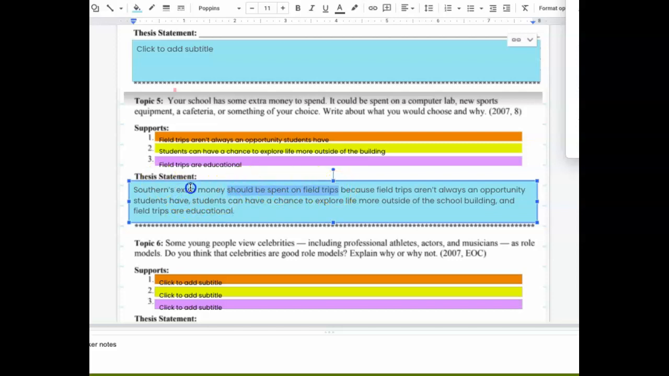So I'm just going to go through and check to make sure I have all the parts. I have my claim. Southern's extra money should be spent on field trips. I'm going to make that green. I have my linking word because. Then I have my first one. Field trips aren't always an opportunity students have. I'll make that orange. Students can have a chance to explore life more outside the school building. I'm going to make that yellow. And our third one, field trips are educational. That's going to be pink.